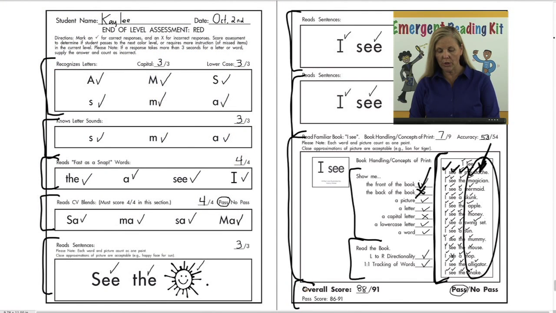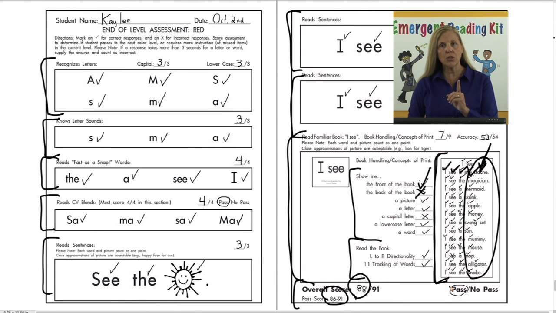At the bottom, you will notice it says overall score, and in this case, we added up all of the sub-skill scores. Kaylee had an 88 out of 91, which means that she passes. Notice our pass score is 86 to 91. She was in that range, so she passed.